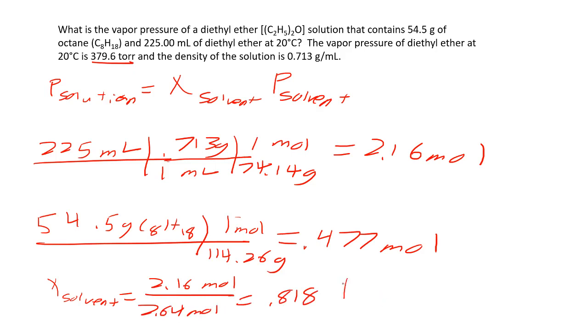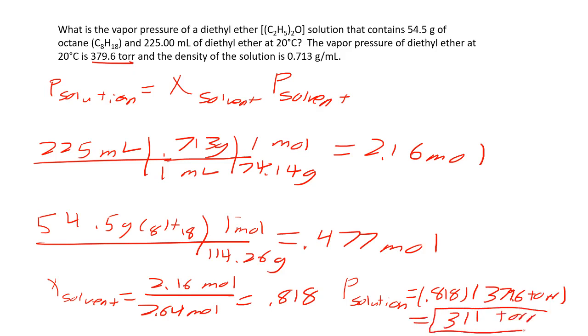So our pressure of our solution is going to be equal to 0.818, because that's our mole fraction. Remember, no units on mole fraction. We're going to multiply it by the pressure of the solvent when it's pure, which in this case is 379.6 torr. We multiply these together, and I'm going to get 311 torr. It's going to be the vapor pressure of my solution.